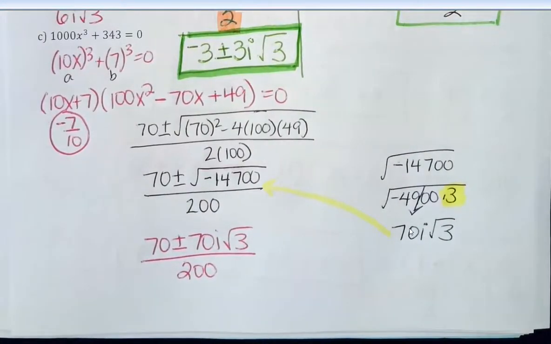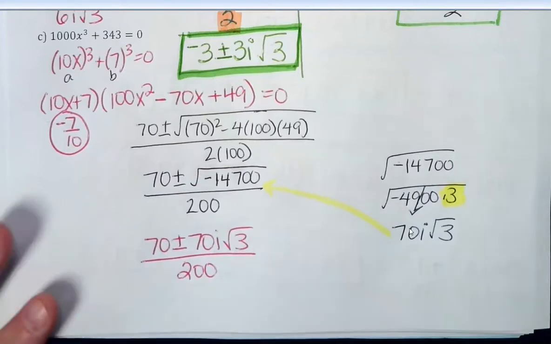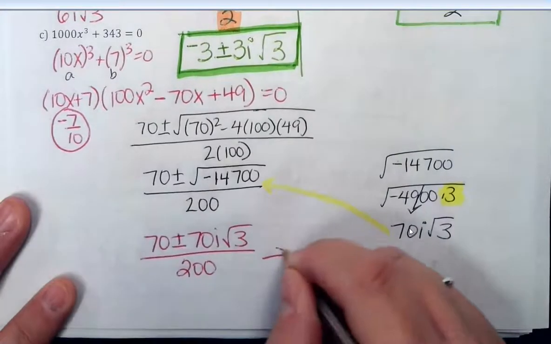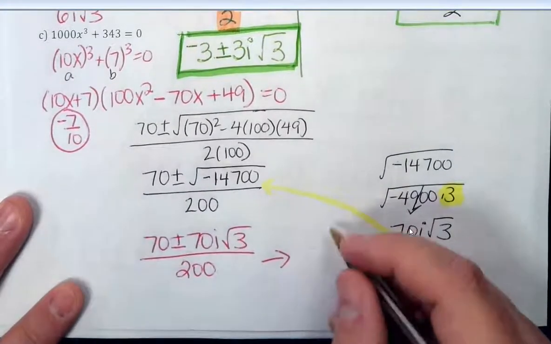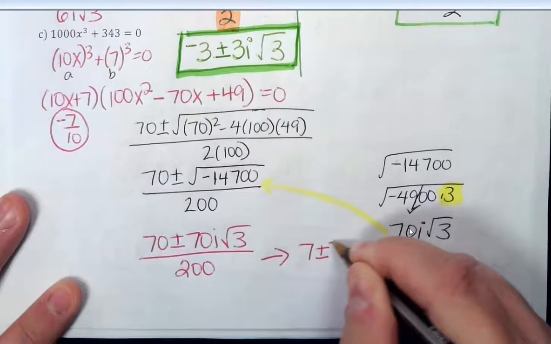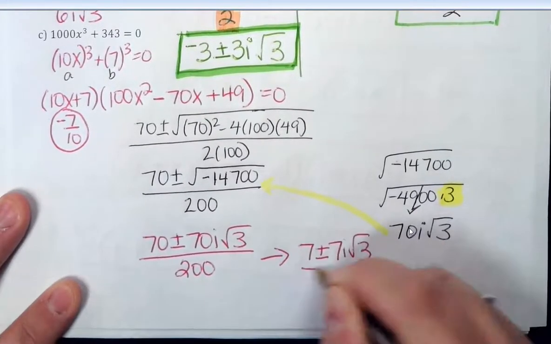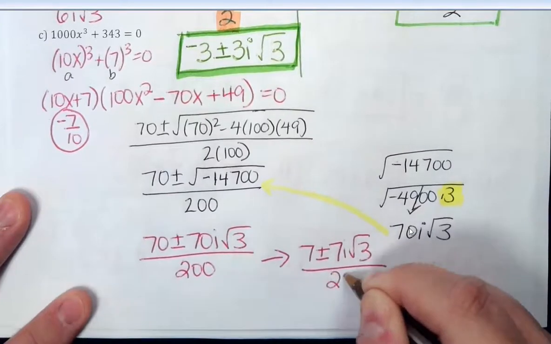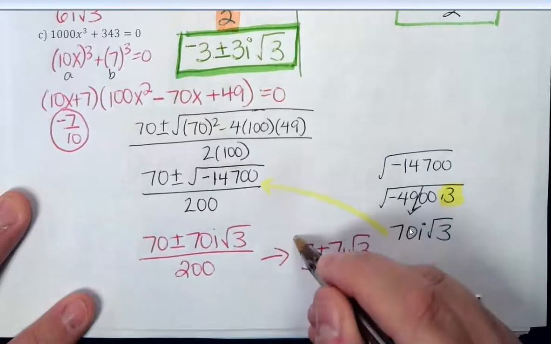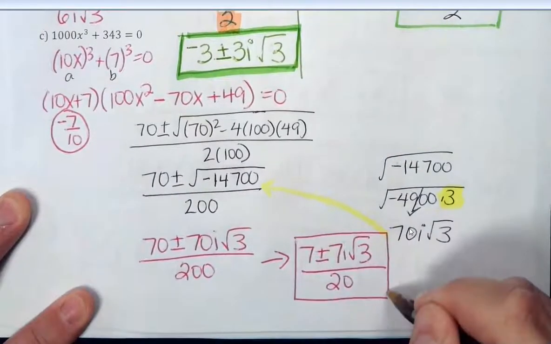These guys are all divisible by 10. Okay, so I'm only looking at the 70, the 70i, and the 200. Don't touch that radical. Leave that alone. So if I divide each of those by 10, I'm going to get 7 plus or minus 7i radical 3 all over 20. And then 7 and 20, they don't have anything in common, so I can't reduce that any further.